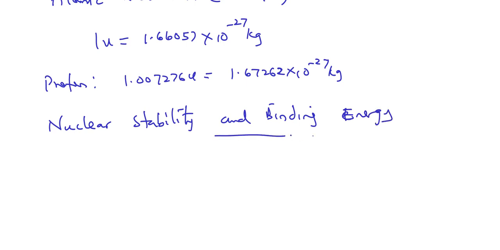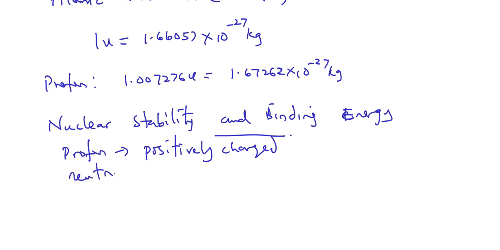Okay, now we stated earlier that the proton is positively charged, and the electron is negatively charged. Well, we're talking about the nucleus now. So the neutron has no charge, it's neutral.